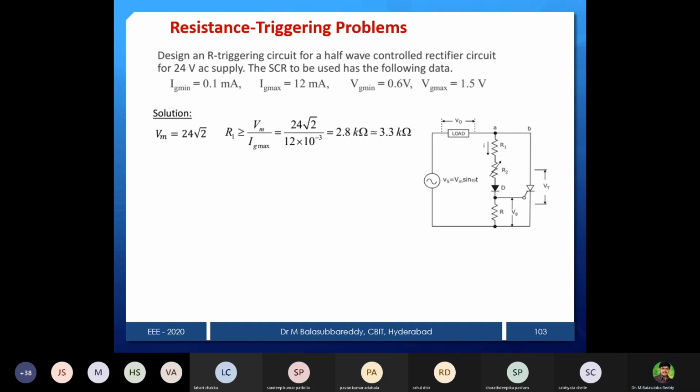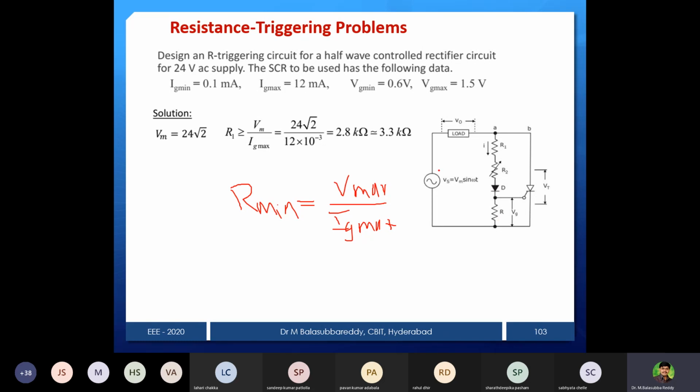Now what is Vm? Vs into root 2. Then you get R minimum. How to calculate it? I gave the formula in the previous slide. R minimum, according to our circuit, is equal to V max divided by Ig max, where Ig max is our allowable maximum gate current. So R minimum you can easily calculate, because the parameters are given.